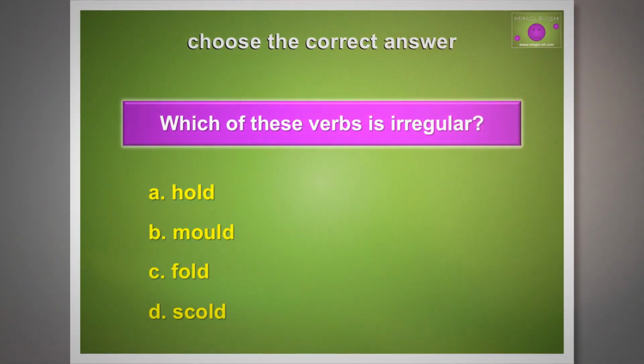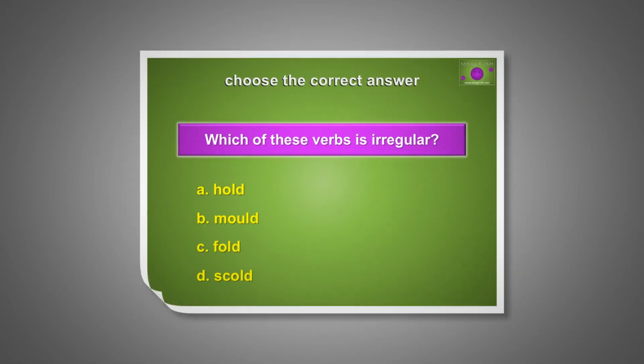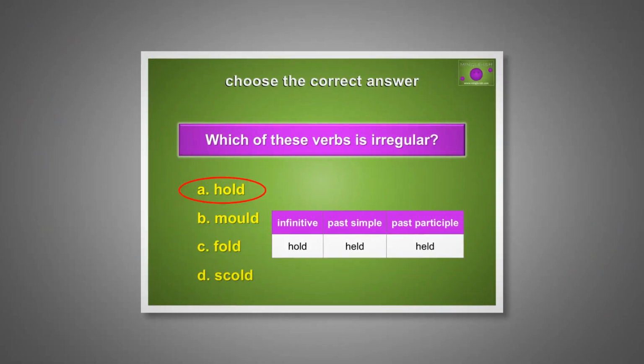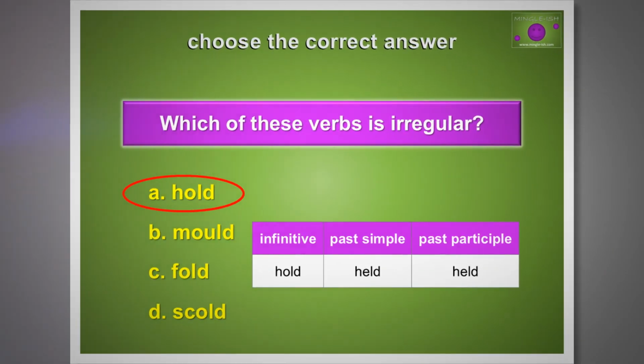And finally, number 5. Is it A, hold, B, mold, C, fold, or D, scold? The correct answer is A, hold. The past simple is held, and the past participle is also held.